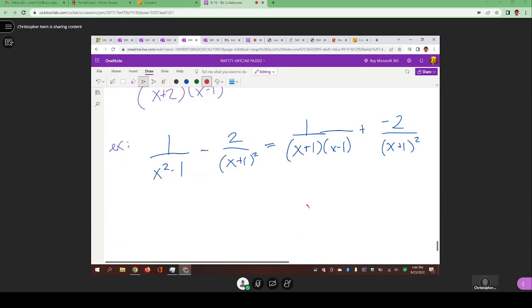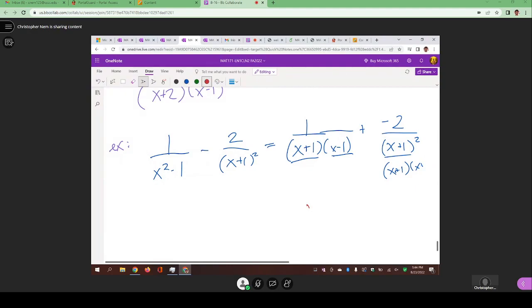All right. So now that I have this, I need the exact same denominator. So I need to find the least common denominator. However, this is x plus 1, x minus 1. This guy right here is just x plus 1 times x plus 1. Well, if we think of it like this, the least common denominator, what can I multiply so that both of them have the exact same denominator?